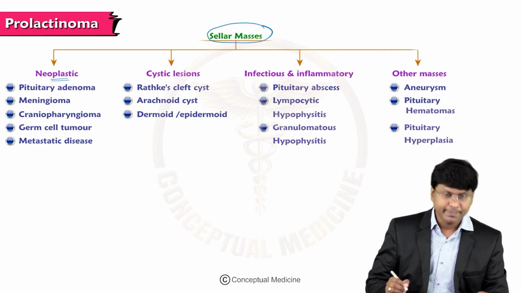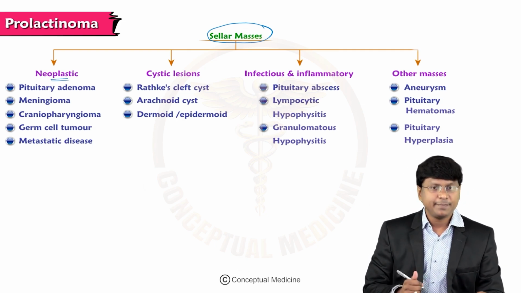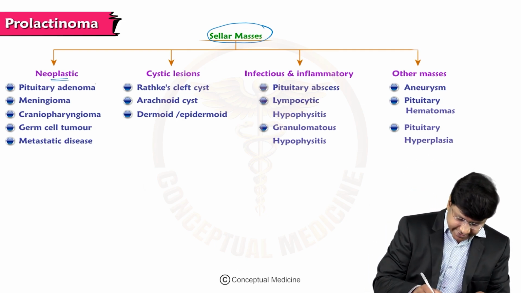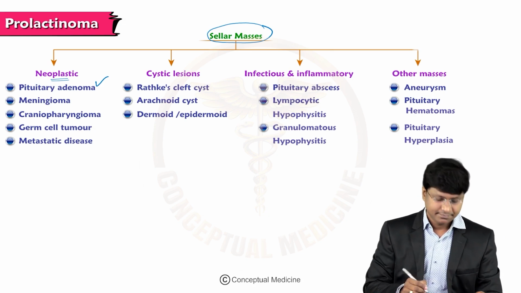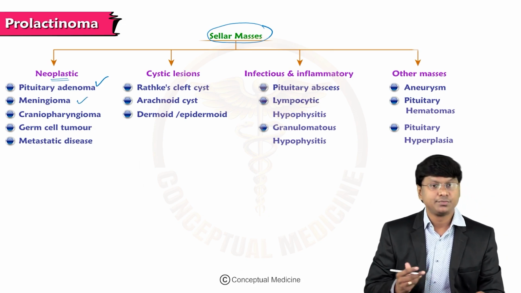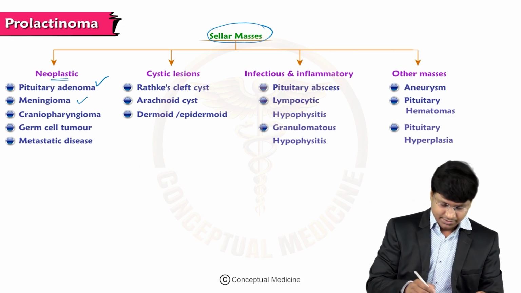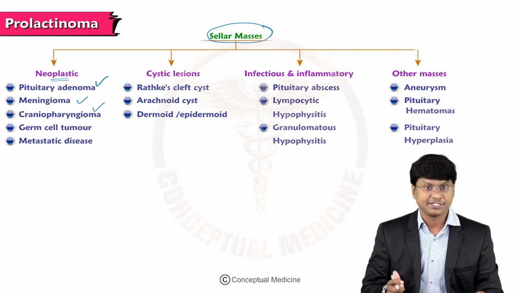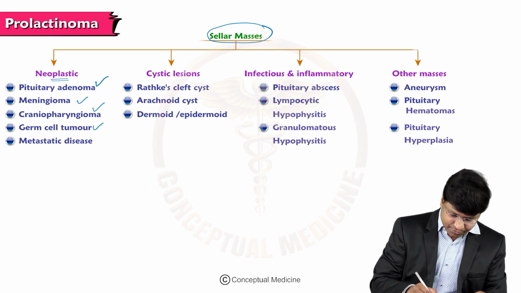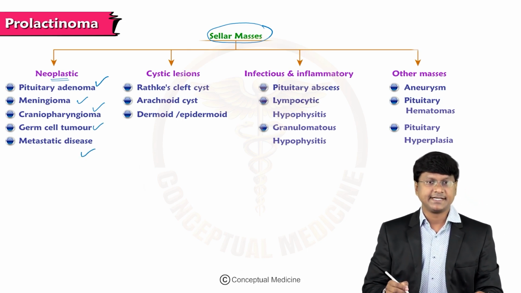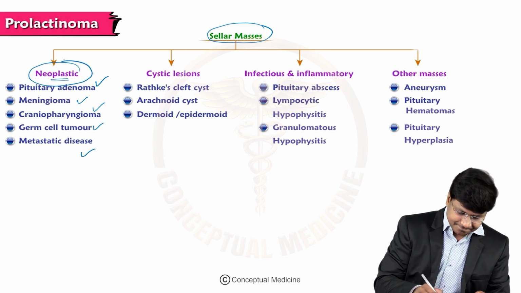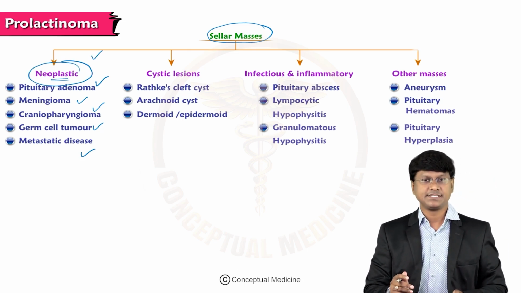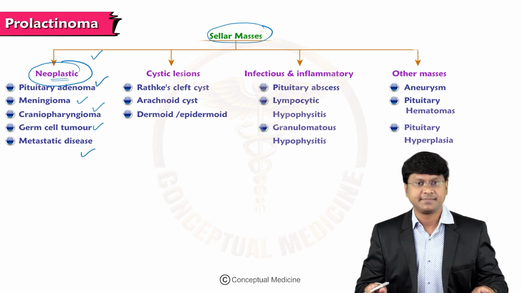Take the neoplastic masses. That includes the pituitary adenoma, meningioma, the tumor originating from the meninges, craniopharyngioma, a tumor originating from Rathke's pouch, germ cell tumor, and the metastatic disease. So these are your neoplastic masses, right?